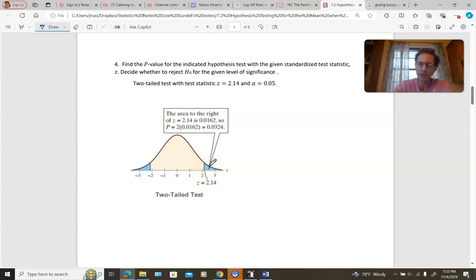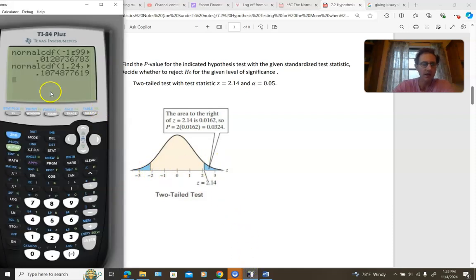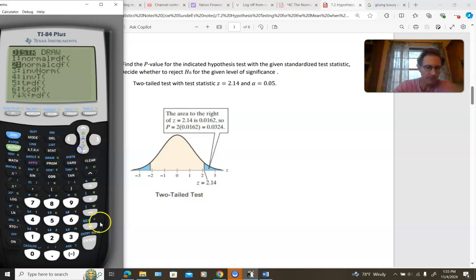2.14. So what we need to do here is figure out how much area would be in this tail and then double it. Okay. Because this corresponding negative z-score would be negative 2.14. So we're trying to figure out what's in both of these tails. So we could use our normal CDF again. And I'll let my lower bound be 2.14. And I'll let my upper bound be positive infinity. We'll see how much area.